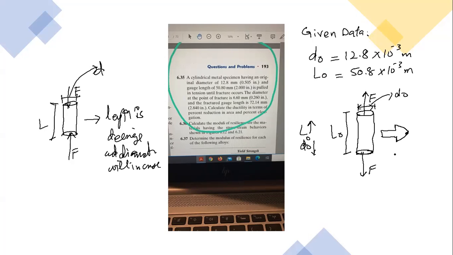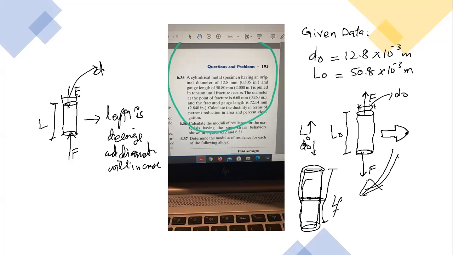So after pulling it, it will become long and it will become thin, like this. Okay, so what is this L now? The fracture length, LF. Let's say the fracture occurs here, it breaks in the middle. So what is the final length? The final fracture length is 72.14.